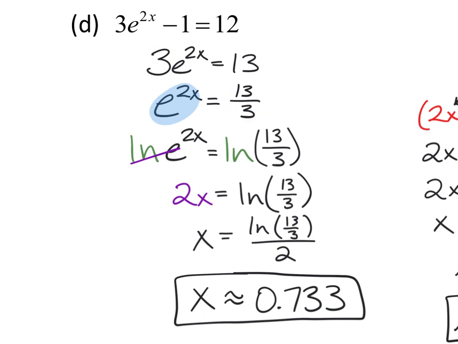We take the natural log of both sides. The natural log of e is going to cancel out using the identity property, and we're just left with 2x. But then we have 2x equal to the natural log of 13/3. So we're able to just divide by 2 so that x is isolated, and then we can compute all of this in our calculator so that we get x is approximately 0.733.